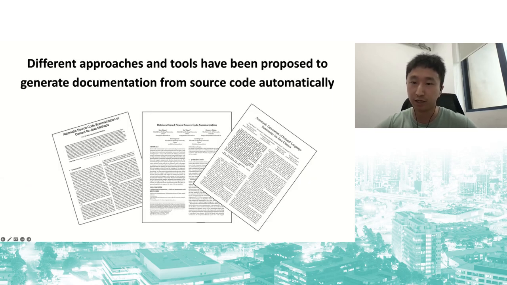Automatic metrics like BLEU, ROUGE, METEOR, CIDEr, and SPICE in the NLP domain are adopted to evaluate these code documentation models. Generally, these metrics measure different models by comparing overlapping text between the reference and the generated documentation. Obviously, this is not very consistent with human evaluation behavior.